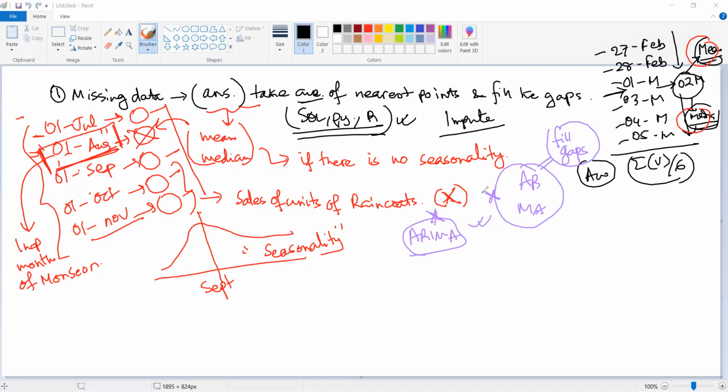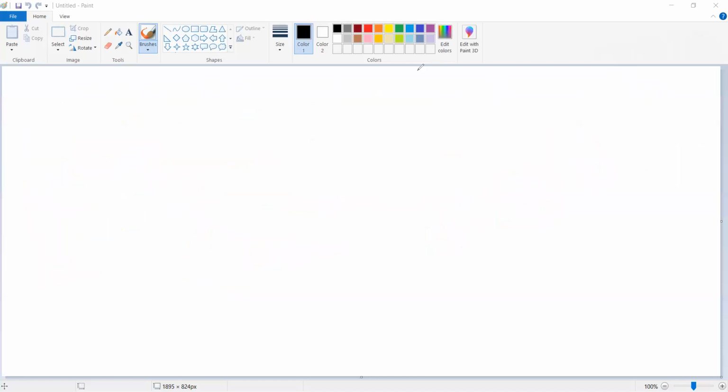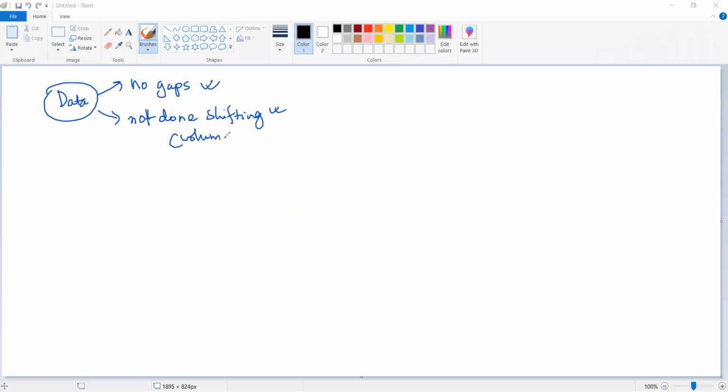Now, after this is done, after the data is ready, let's try to assume that my data is ready. Data is ready means what? It has no gaps, right? And I have not done shifting. I filled the gaps properly and I have not shifted the data. So I have good volume of data, right? And I have somewhat acceptable, not excellent, but a good quality of data. So the data is there.